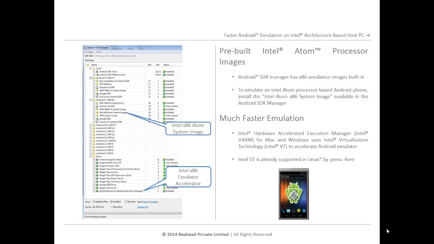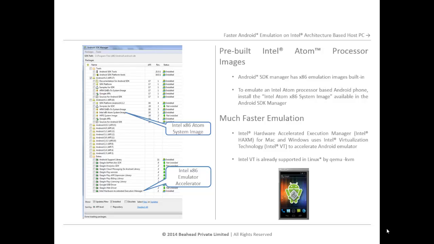It is a hardware-assisted virtualization engine that uses Intel Virtualization Technology, or Intel VT, to speed up Android app emulation on the host machine. So the requirement here is that the host machine should be running on an Intel processor which supports virtualization technology.